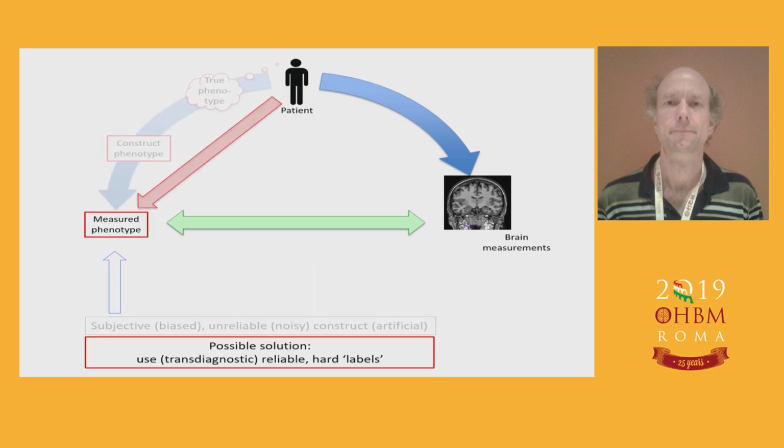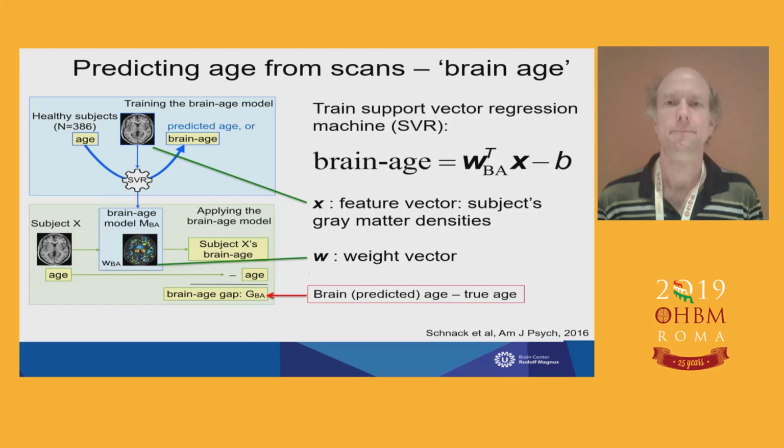So one solution could be to use a more reliable label. And one option could be the use of age, which is, of course, a quite reliable and hard label. It's also automatically a transdiagnostic label because it's non-specific to certain diseases. So that has been done already 10 years ago, and since then many times, predicting age from brain scans, which is called brain age. For those who are not familiar with that, here's a short overview of how that works.